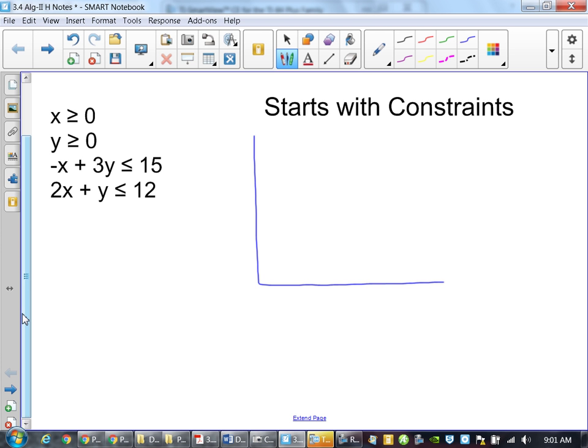Because that takes care of 2 of my constraints. When x is greater than or equal to 0 and y is greater than or equal to 0, it means I'm in the first quadrant, including the axes. Okay? Right off the bat.